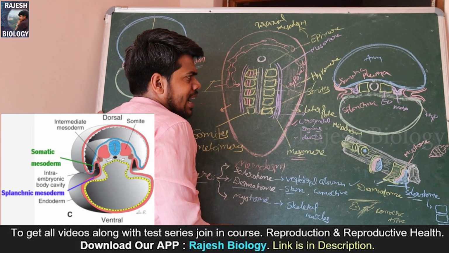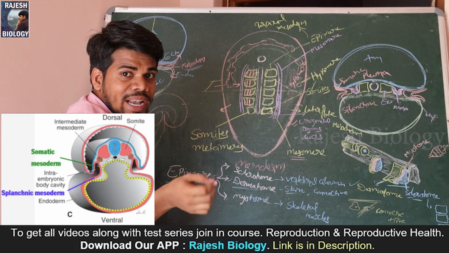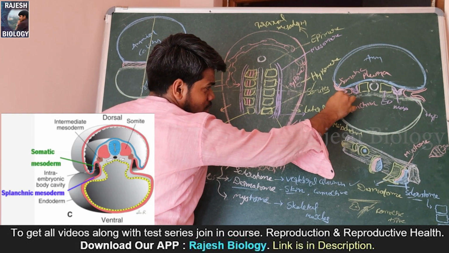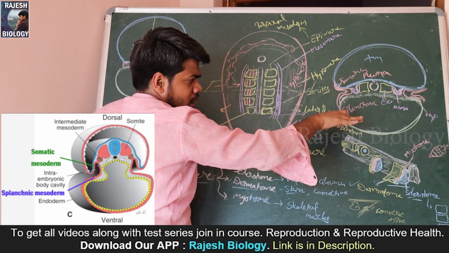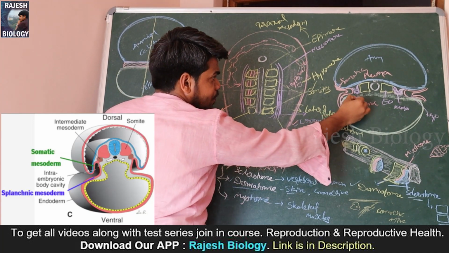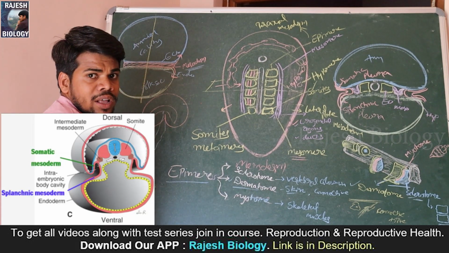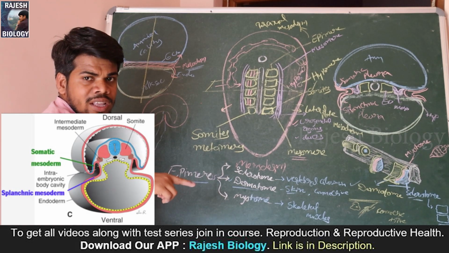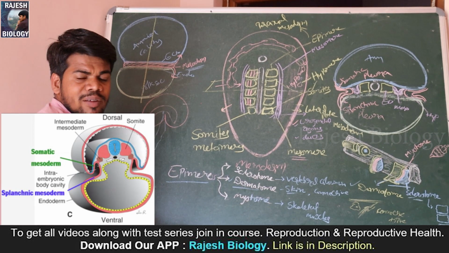The layer of the lateral mesoderm which is close to the amniotic cavity is called what? Somatic pleura. And the other layer, automatically close to the yolk sac, close to the underlying endoderm or hypoblast, is called the splanchnic pleura. The space between the somatic pleura and the splanchnic pleura is called the intraembryonic coelom.